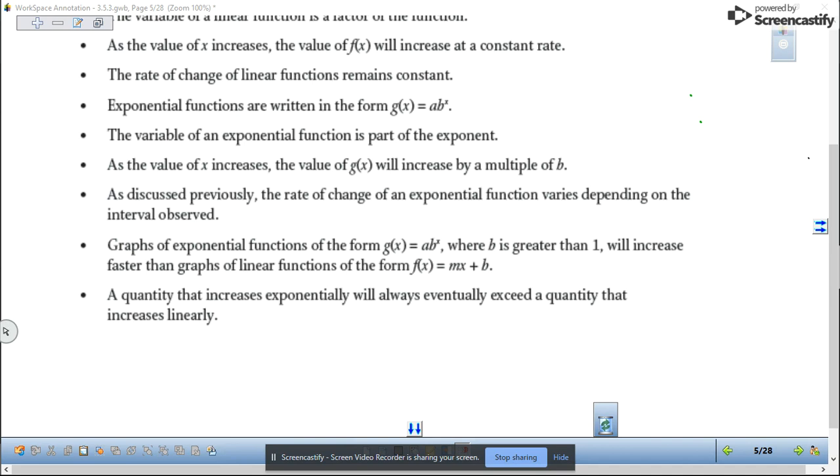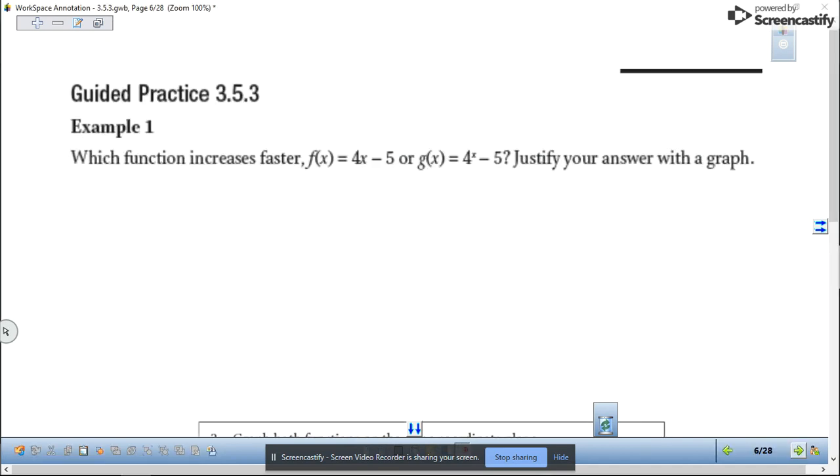All right, so on to a couple of examples. Example 1, which function increases faster? f of x equals 4x minus 5, or g of x equals 4 to the x power minus 5. Justify your answer with a graph. Before I look at a graph, I want to get some ideas of what these points actually look like. So I want to do just your basic table, and we'll go from -2 to 2.